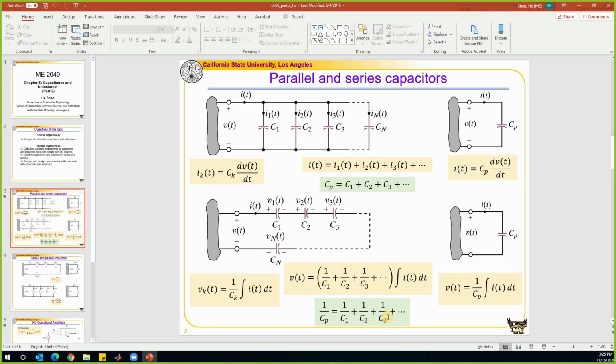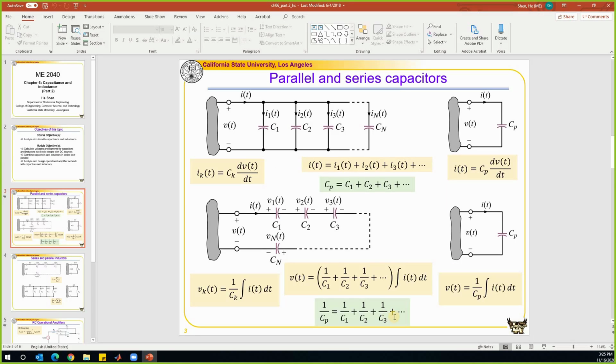So let's step back a little bit by looking at the conclusion that we have about the capacitors in parallel and the capacitors in series by comparing it to the conclusion that we have for resistor networks. We find that for capacitors in parallel, that is very similar to the way that we calculate resistors in series.